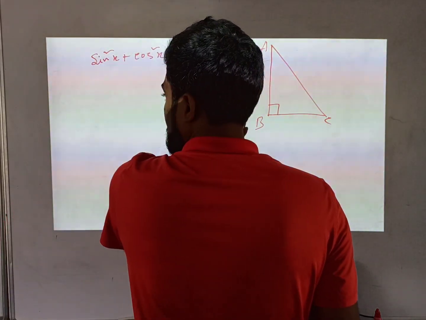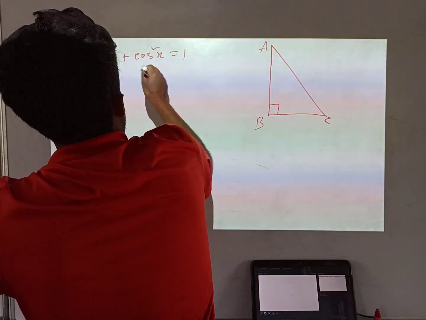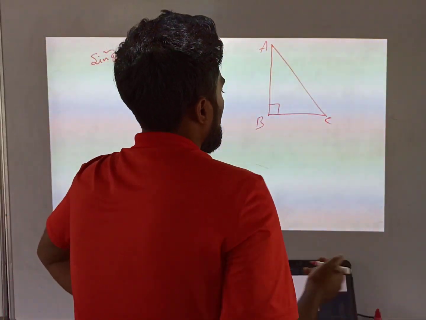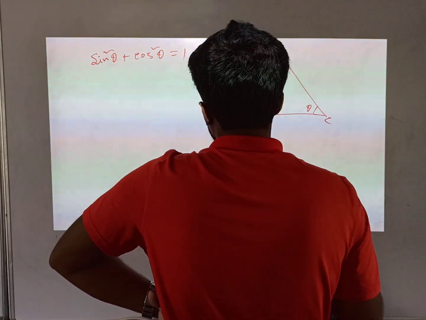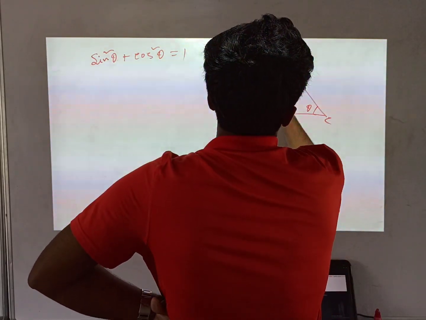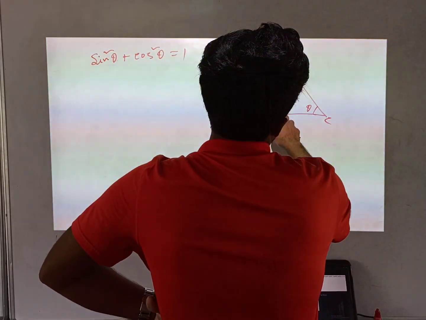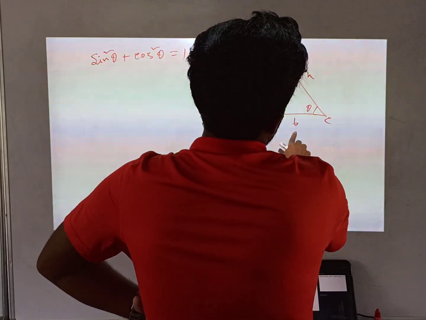So sin square x, or you can say sin square theta. x, theta, anything you can take, no problem, but I am writing theta because we use theta here. So let this angle be theta. In this triangle, this is P, opposite of theta, I told you that is perpendicular. Opposite of 90 degrees is always H, and the remaining is B. This is P, perpendicular, this is base, this is hypotenuse.